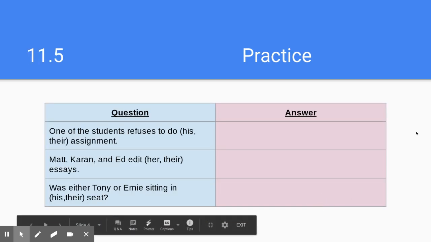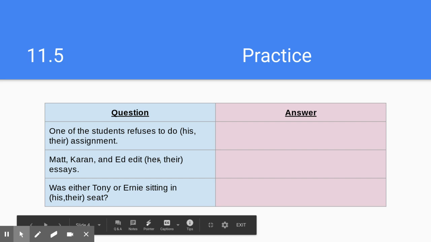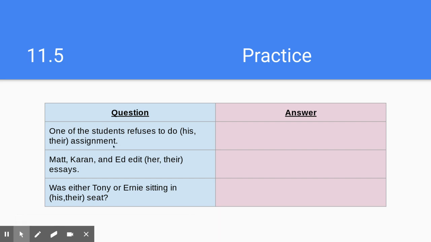All right, these are just some practices. One of the students refuses to do his or their assignment. Again, these are the ones I was trying to warn you about that are going to throw you off. So students seems to be plural, right? So we're thinking probably there, but that's what you need to be mindful of. Cross out those prepositional phrases. Get rid of the students. We know one is our subject, right? And one is singular. Therefore, I know I need the singular pronoun. So in this case, it would be his, okay?